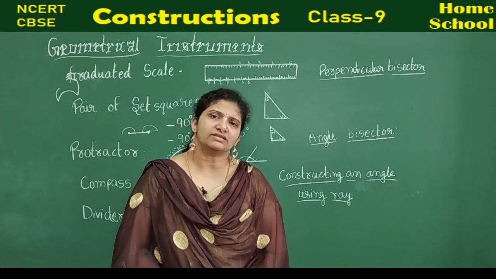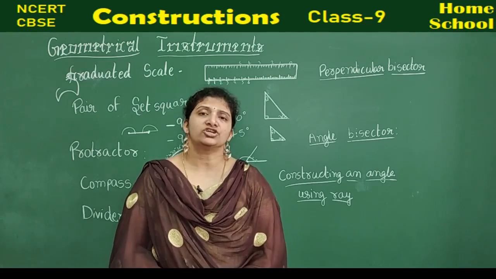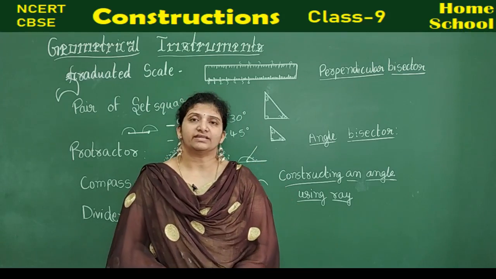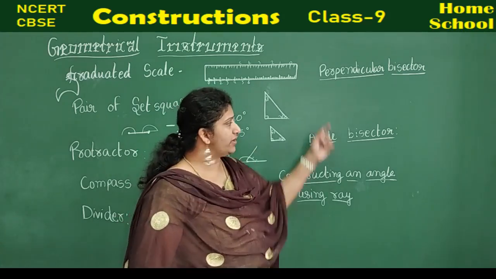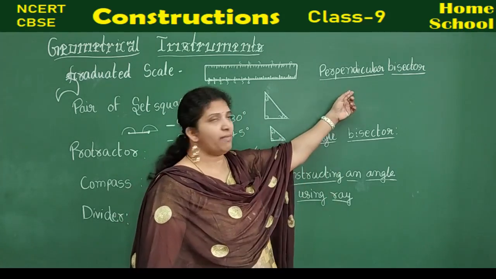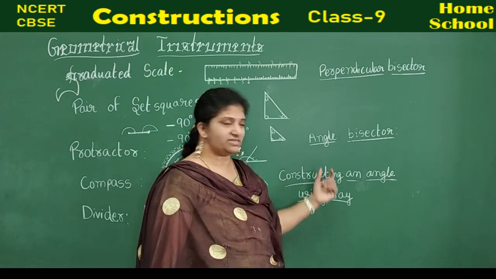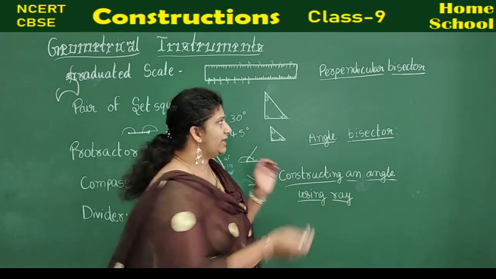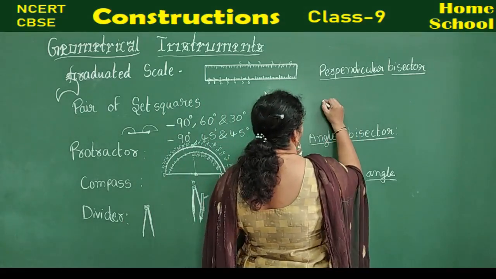Now, in this construction chapter, that is your chapter number 6, what are we going to construct in this chapter? You can see here 3 points: perpendicular bisector, angle bisector, constructing an angle using a ray. Let's see the perpendicular bisector.